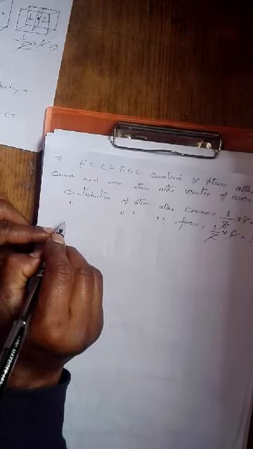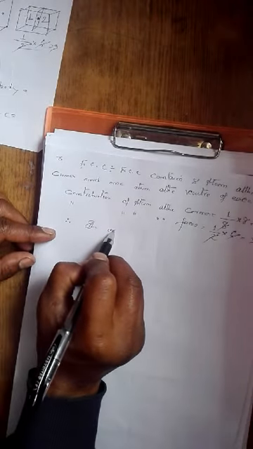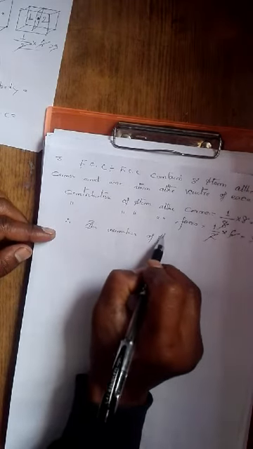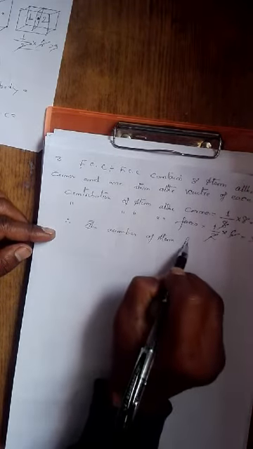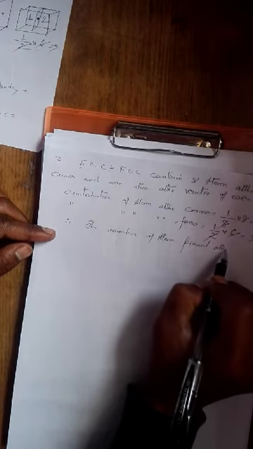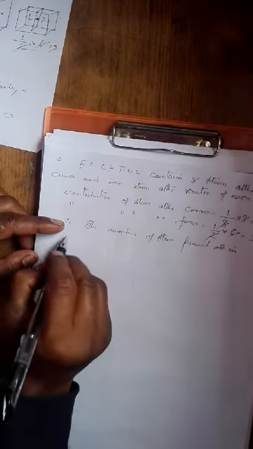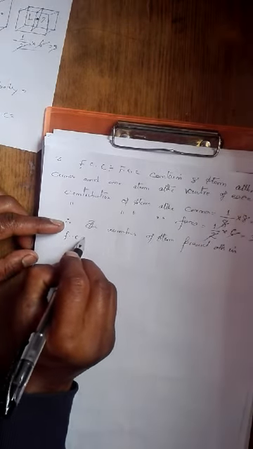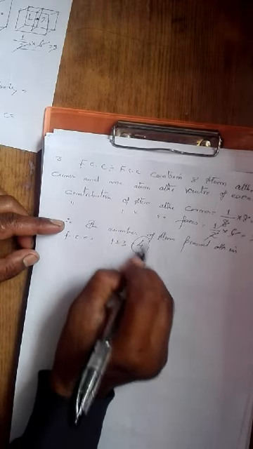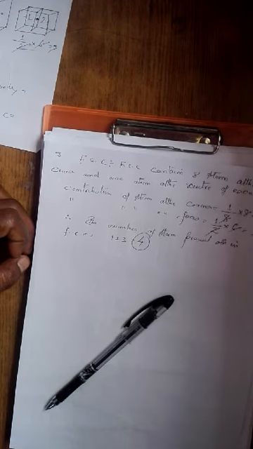Therefore, number of atoms present in FCC equal to 1 plus 3 will be 4. Now the number of atoms that are present in a face-centered cubic is equal to 4. Thank you.